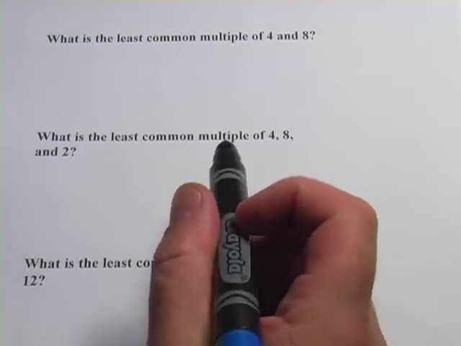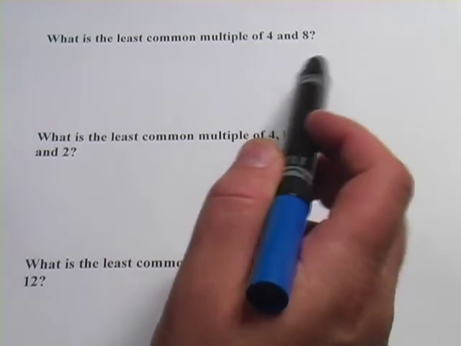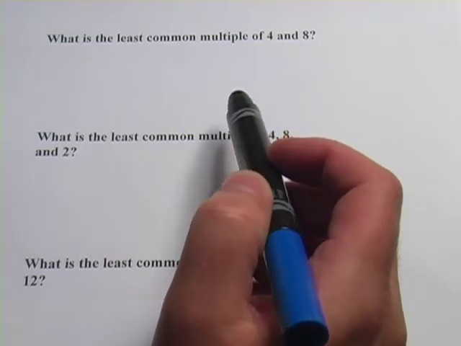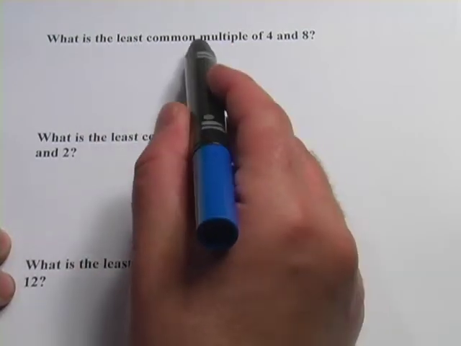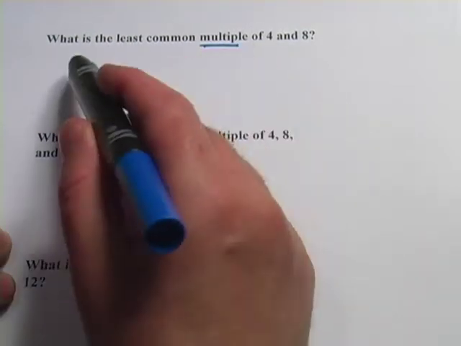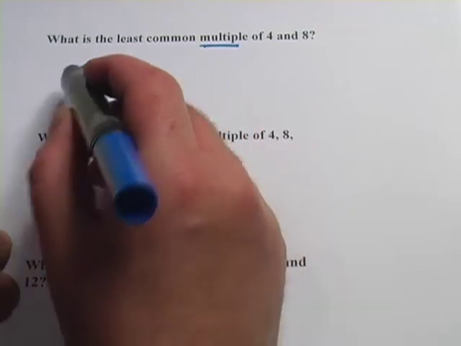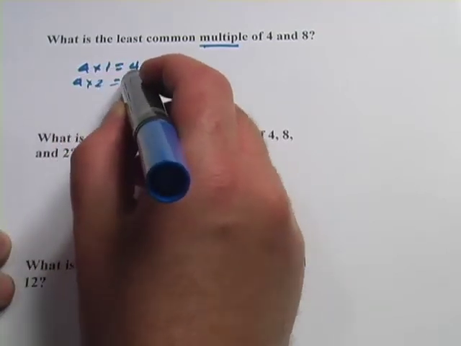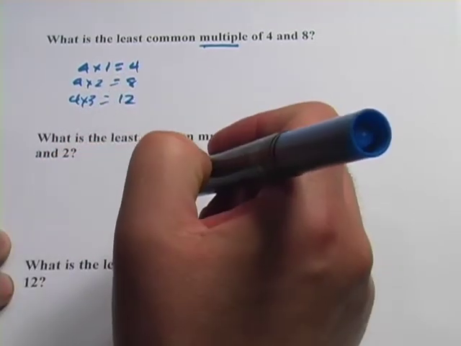In these problems, we're being asked to find the least common multiple of a couple of numbers, or sometimes more than two numbers. The least common multiple, well, you know what multiples are. The multiples of 4, we can start listing them. 4 times 1 is 4. 4 times 2 is 8. 4 times 3 is 12, and so on and so forth.